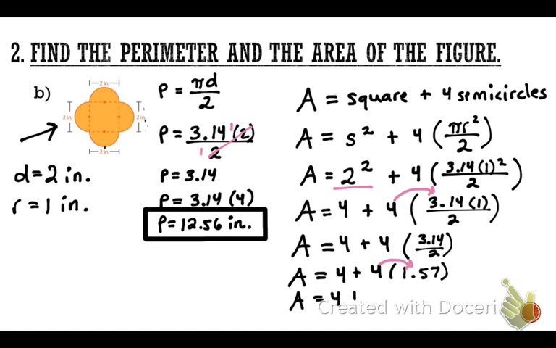What is 4 times 1.57? 6.28. 6.28. All right, so now what you got to do is add those 2 together. What is the area of our composite figure? 10.28. That's the area, so it is going to be inches squared.